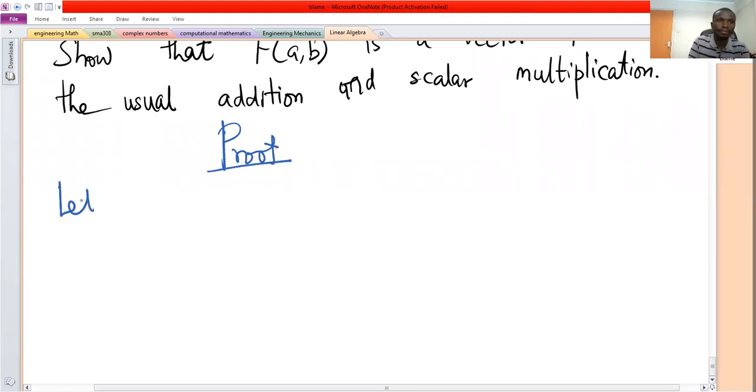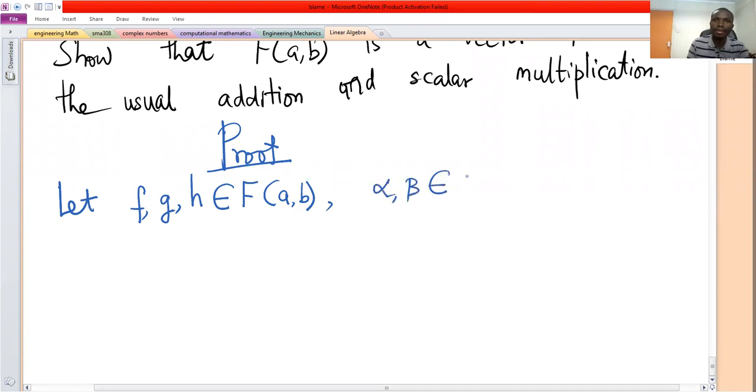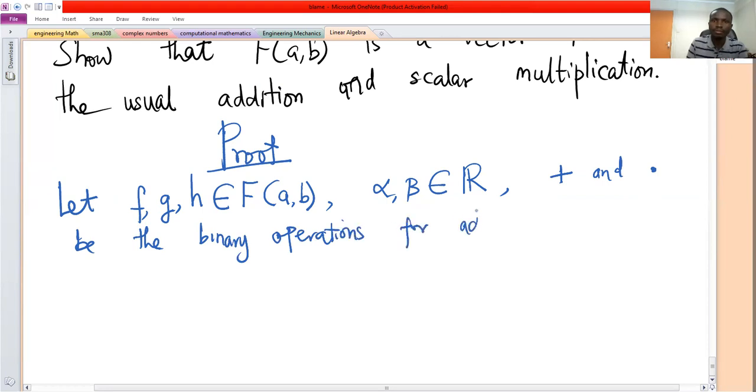So we say let F, G, and H be functions in this set F of continuous real valued functions in the open interval AB, and let alpha and beta be real numbers, and let plus and this notation be binary operations for addition and multiplication respectively.